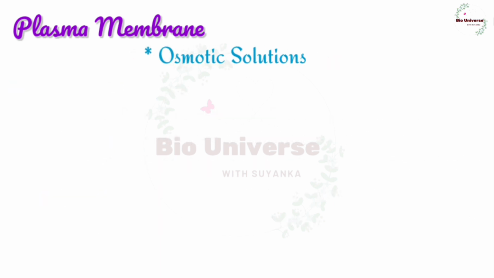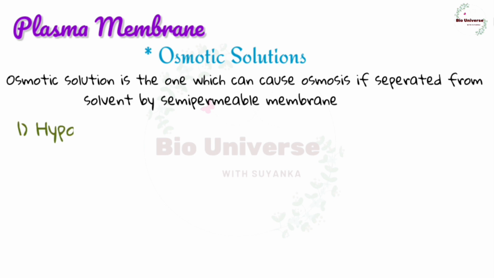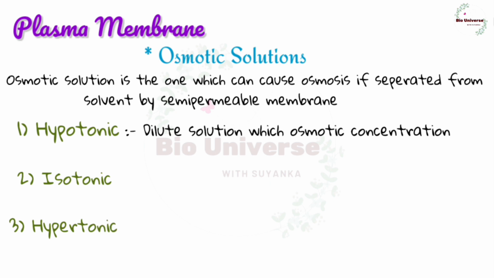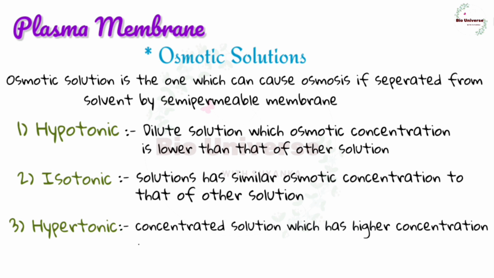Types of osmotic solutions. Osmotic solutions are those solutions which can cause osmosis if separated from solvent by a semi-permeable membrane. They are of three types: hypotonic, isotonic and hypertonic. A hypotonic solution is a dilute solution which has an osmotic concentration lower than that of another solution. An isotonic solution has an osmotic concentration similar to that of another solution. A hypertonic solution is a concentrated solution which has an osmotic concentration higher than that of another solution.